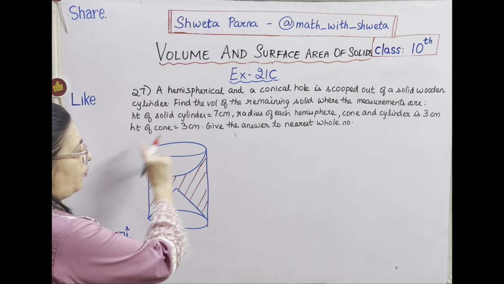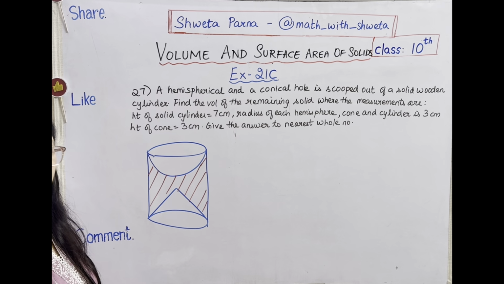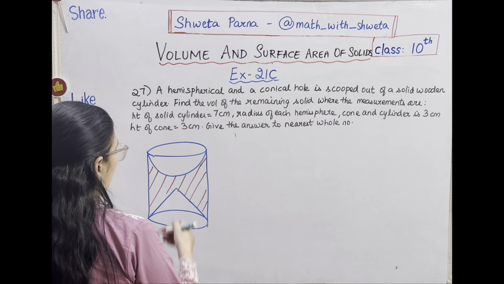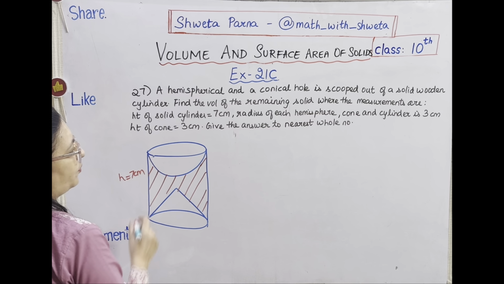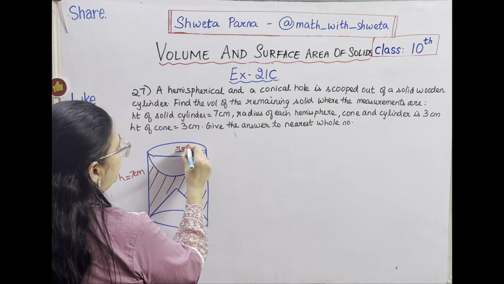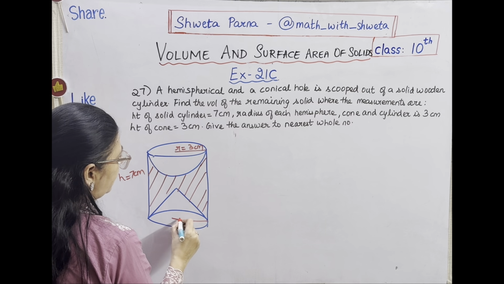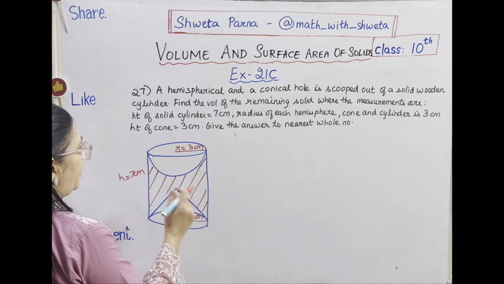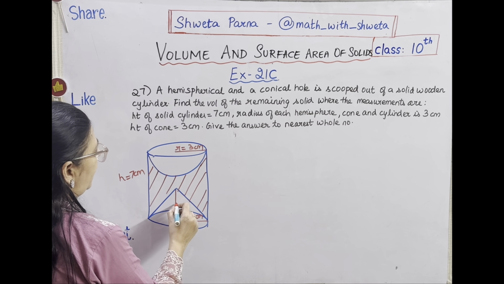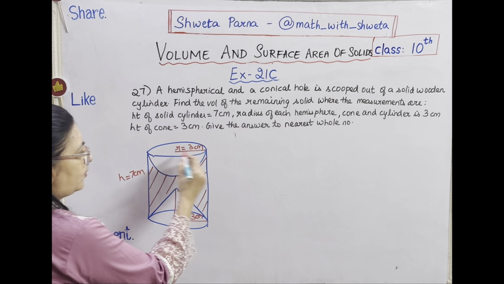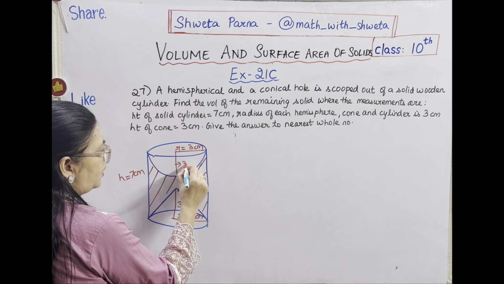How will you find it? Volume of cylinder minus volume of hemisphere minus volume of cone. Correct? Now, let's see the measurements. Height of the solid cylinder is 7 centimeter. Radius of the hemisphere is given as 3 centimeter. Even of cone it is 3 centimeter, and cylinder also 3 centimeter. The height of the cone is given as 3 centimeter. Give the answer to the nearest whole number. Now if this is 3 centimeter, this will also be 3 centimeter, correct?